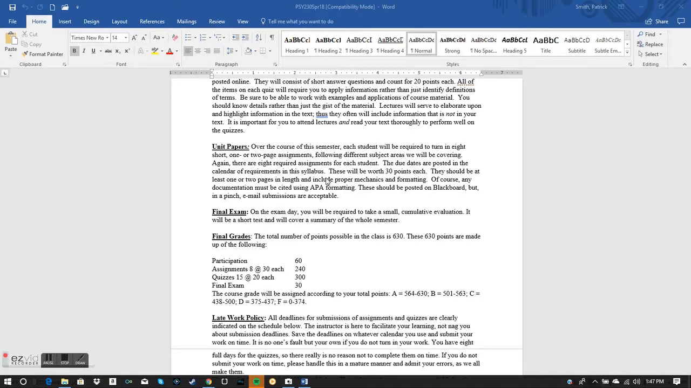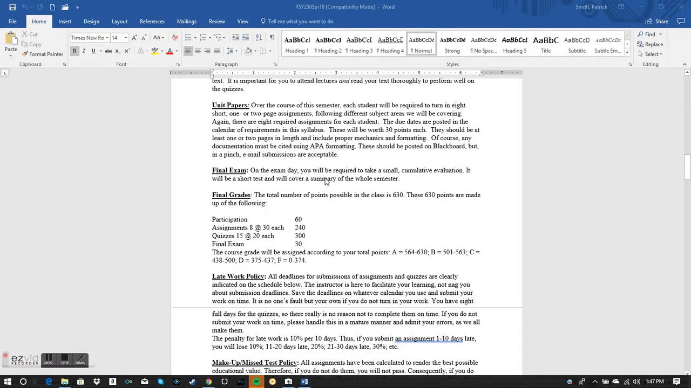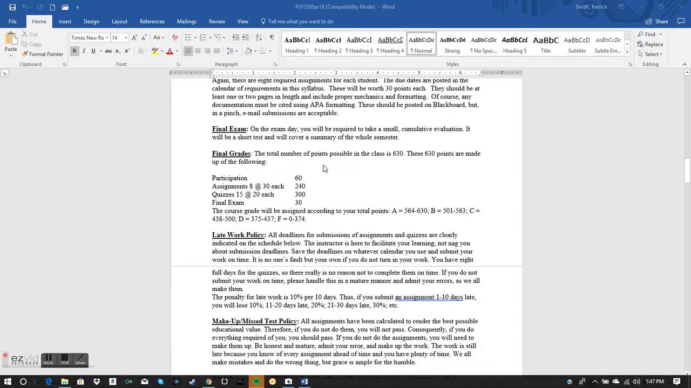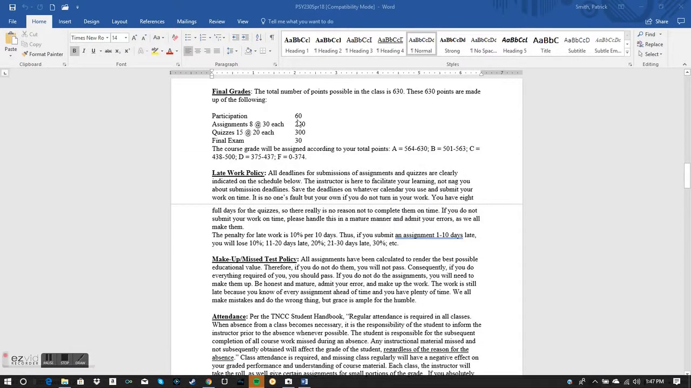And here we have the assignments, the unit papers. There are 8 of them. And what we'll do is every day where we're learning about something, you'll take those principles and apply them in those unit papers. So you want to work on your writing skills. Here we have the exam. Okay, don't worry about that. We'll talk about that near the end of the semester.